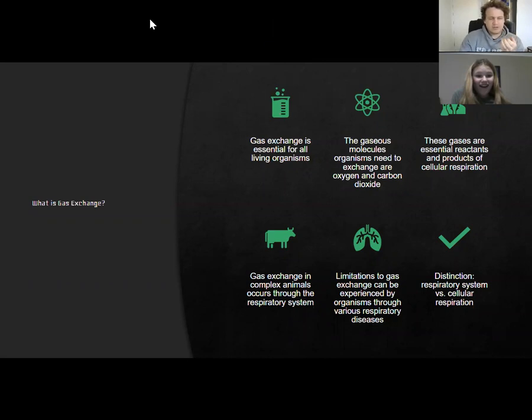Now we're talking about the respiratory system. All we're talking about is gas exchange. This gas exchange is the exchange of oxygen and carbon dioxide. The exchange of oxygen into the tissue and carbon dioxide out of the tissue. And we breathe in oxygen and we breathe out carbon dioxide.